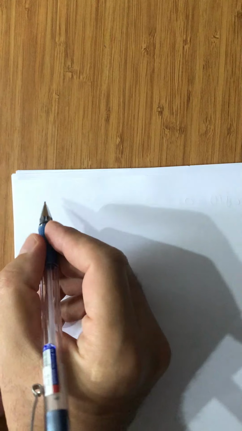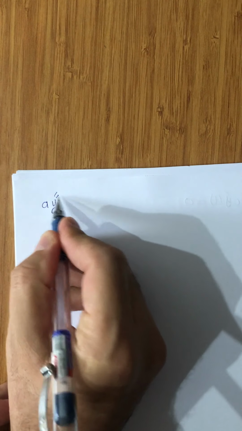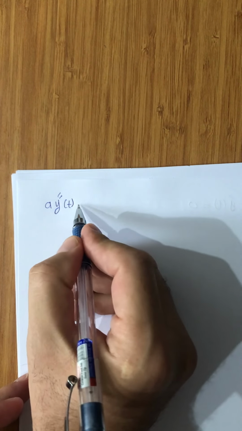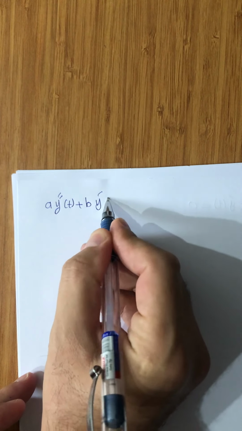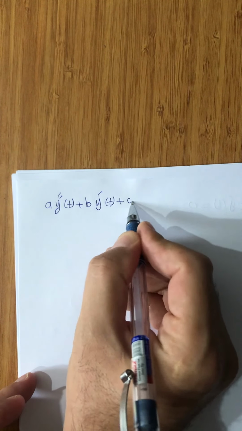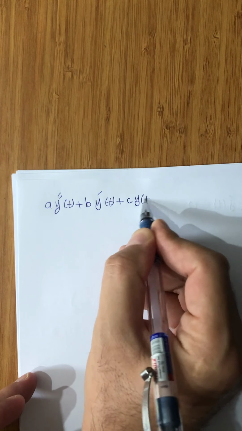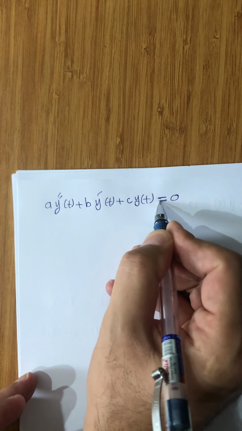Hi there. In this video, we will learn how to find the general solution of second order linear differential equations. We first take up the important special case of homogeneous linear equations with constant coefficients. The standard form of such an equation is a y double prime of t plus b y prime of t plus c y of t equals 0.